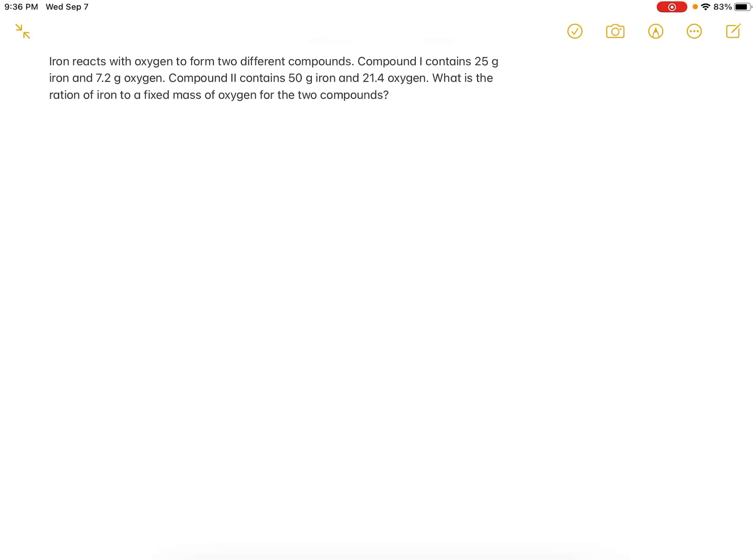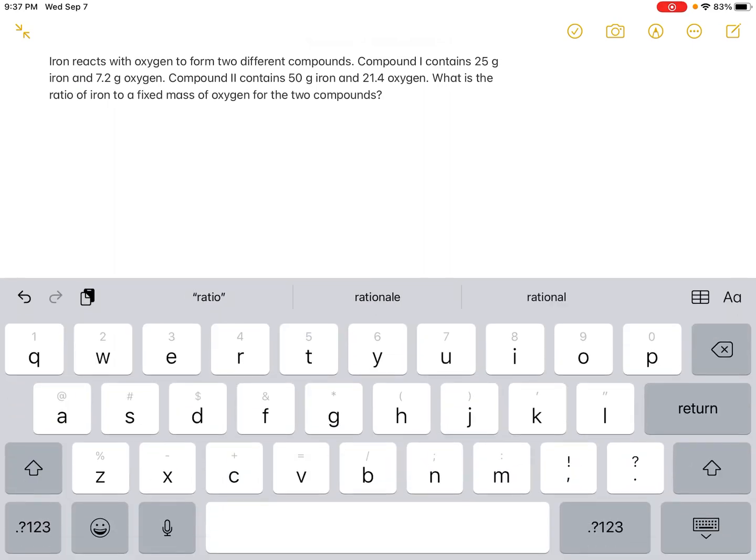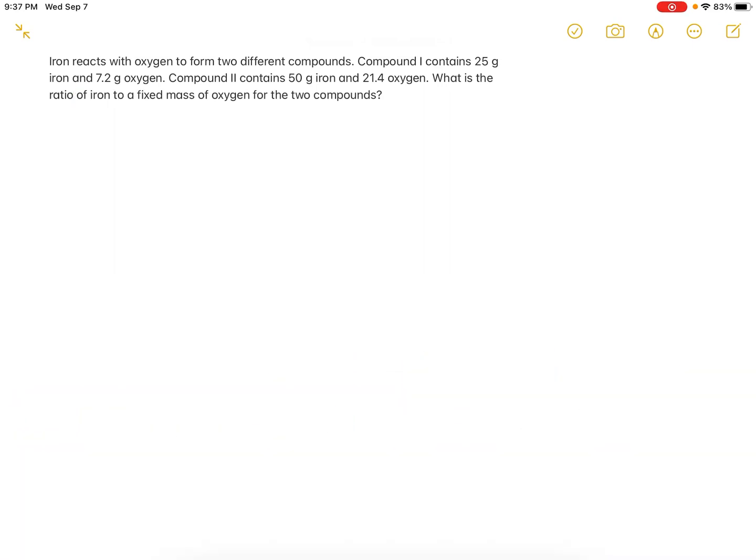This video is on the law of multiple proportions. So we are told that iron reacts with oxygen to form two different compounds. Compound 1 contains 25 grams of iron and 72 grams of oxygen. Compound 2 contains 50 grams of iron and 21.4 grams of oxygen. And it asks, what is the ratio of iron to a fixed mass of oxygen for the two compounds?